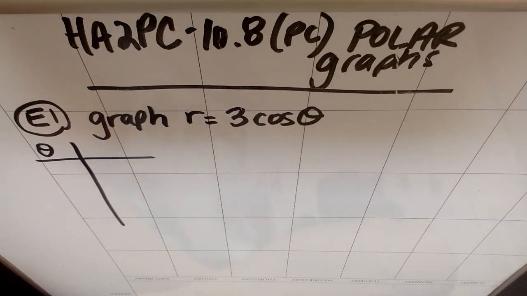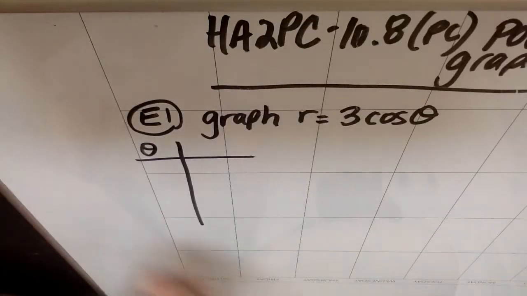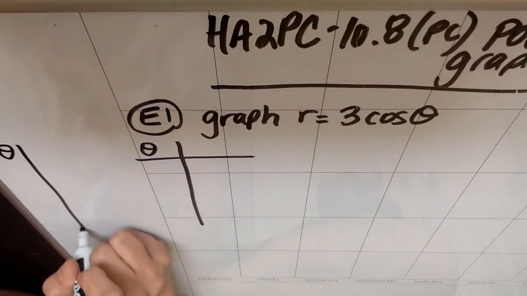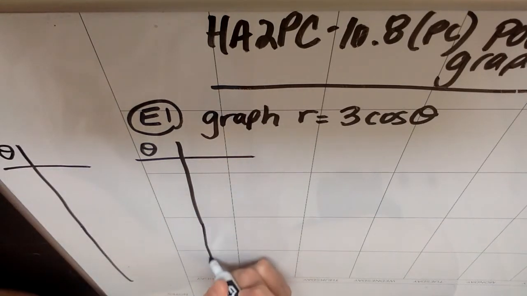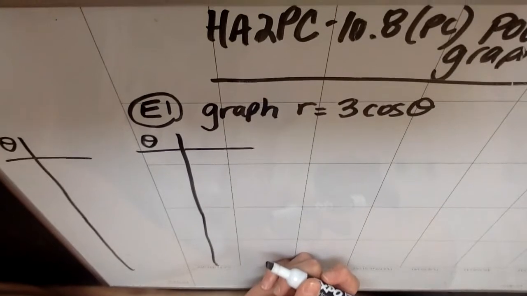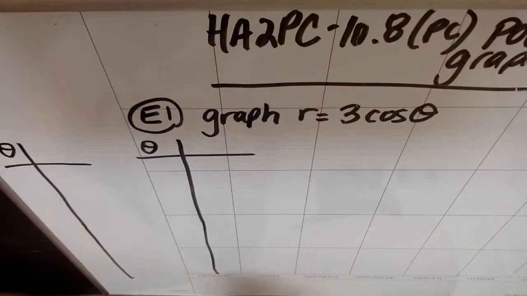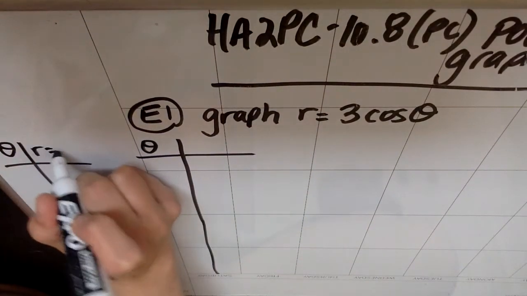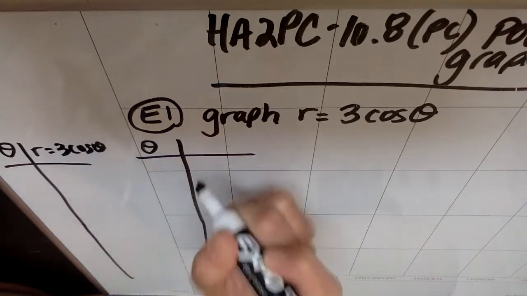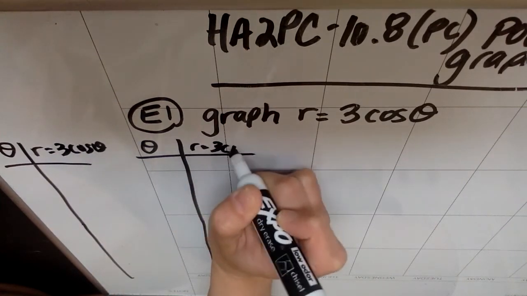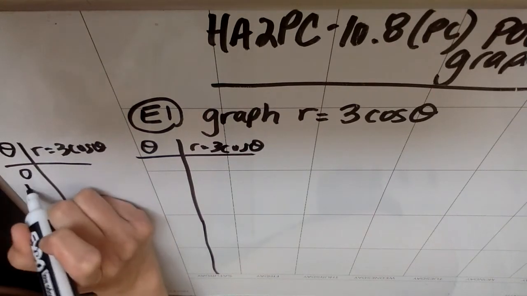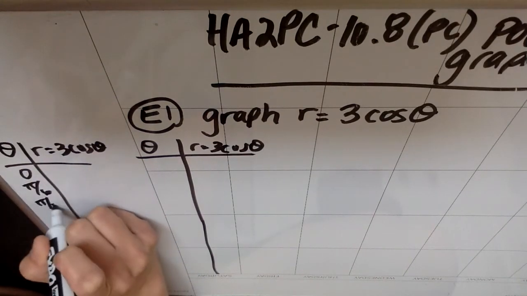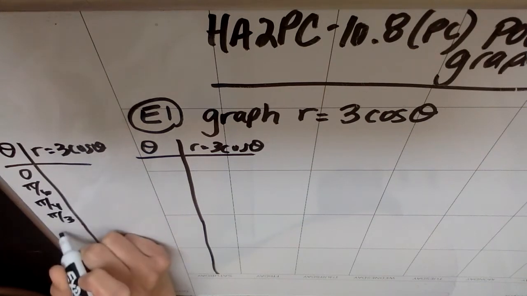And actually, let's inch over a little, and we're going to make our lives a little easier. We're going to do two of these tables. So my r would be 3 cosine theta. I'm going to try and squeeze half of the unit circle in the first table and half in the second. So 0, pi over 6, pi over 4, pi over 3, pi over 2.